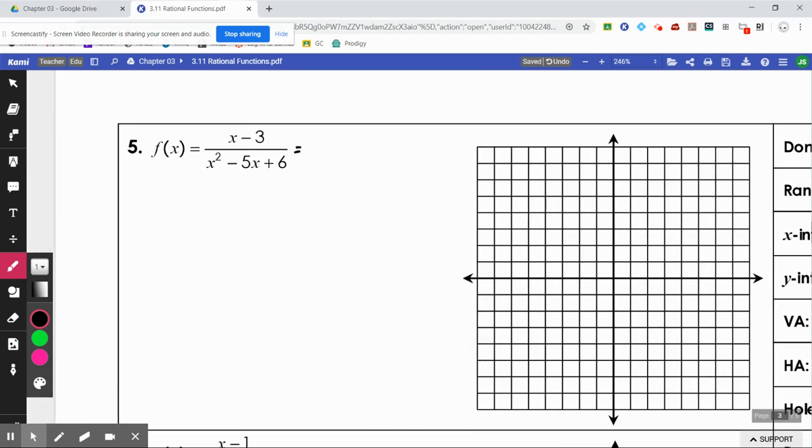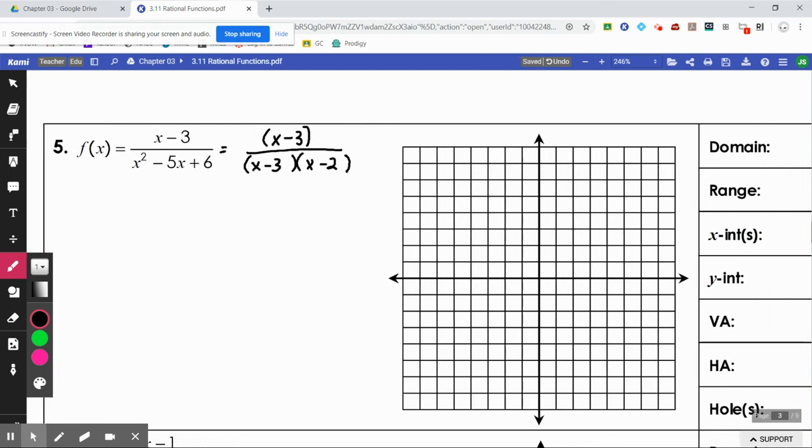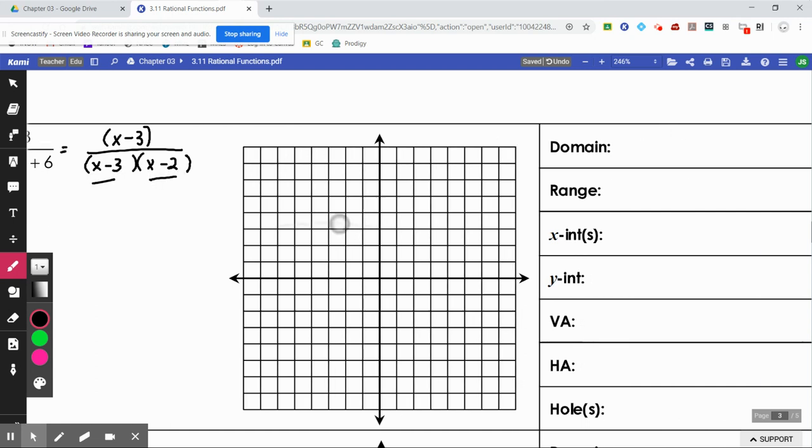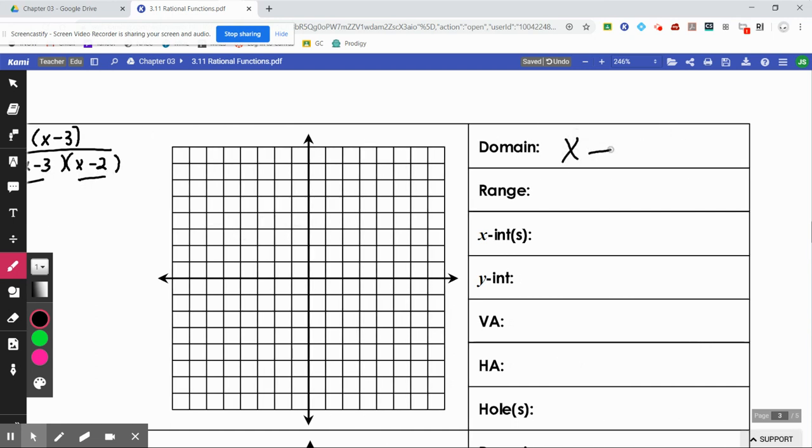you have an x minus 3 on top. And after you factor, you have two sets of parentheses, x times x, and numbers that add and multiply would be a negative 3 and a negative 2. So we have another hole in this graph. However, here we have 2 points of discontinuity. x can't be 3 or x can't be 2. So our domain here, x cannot be 2 or 3.